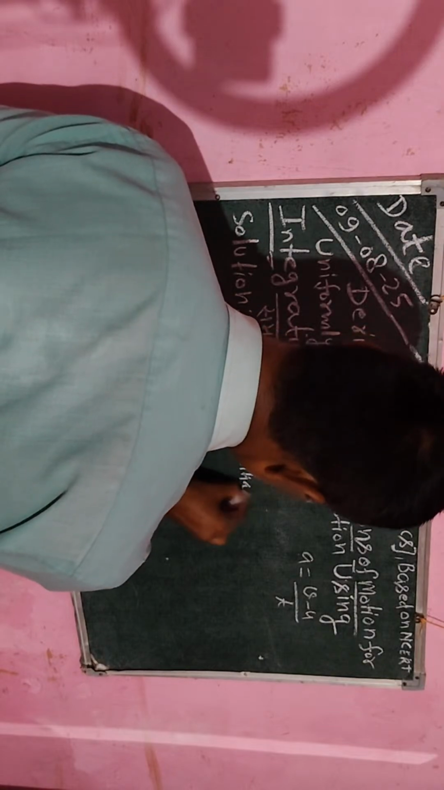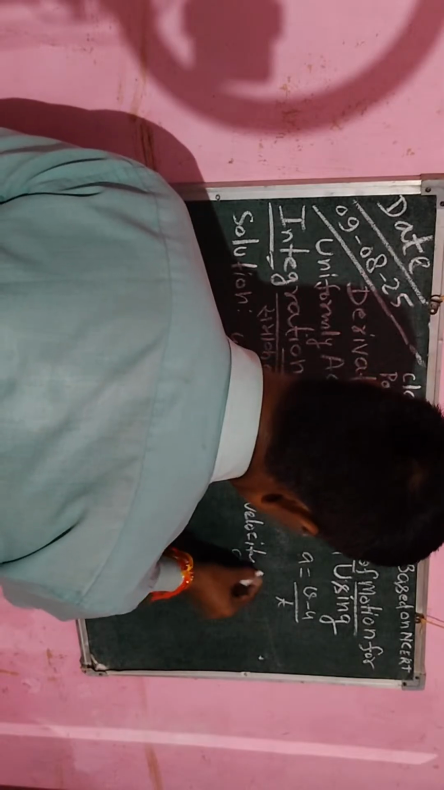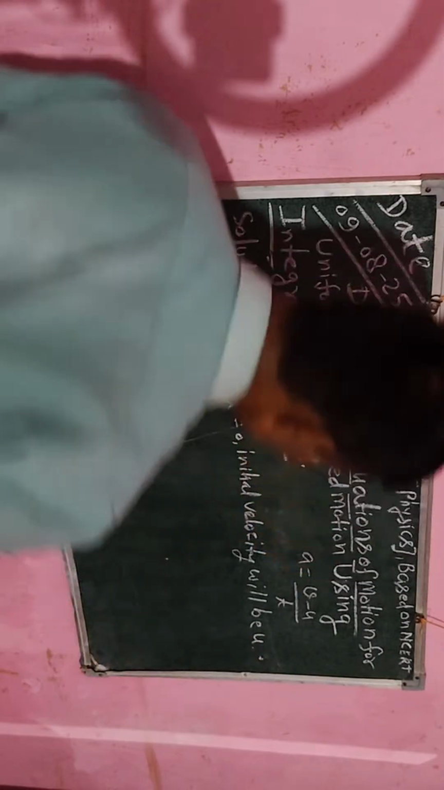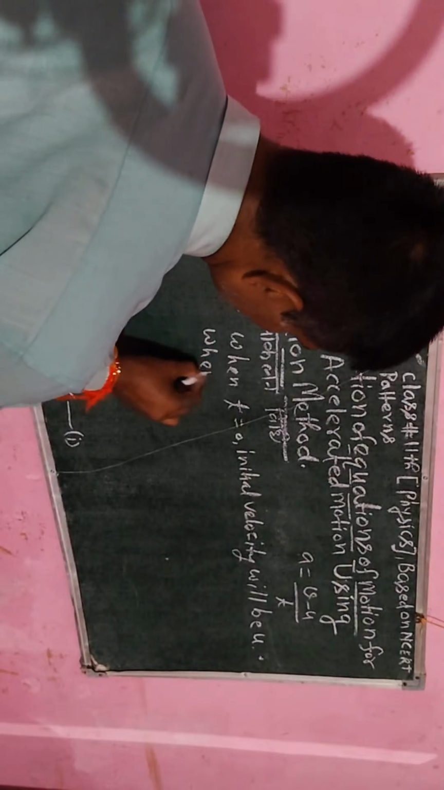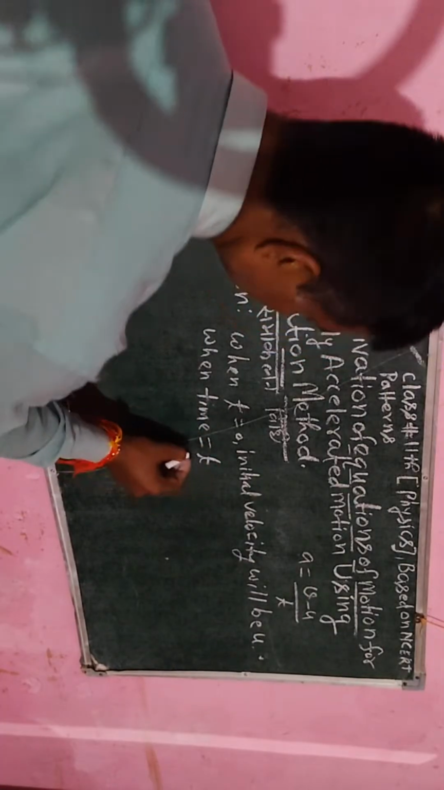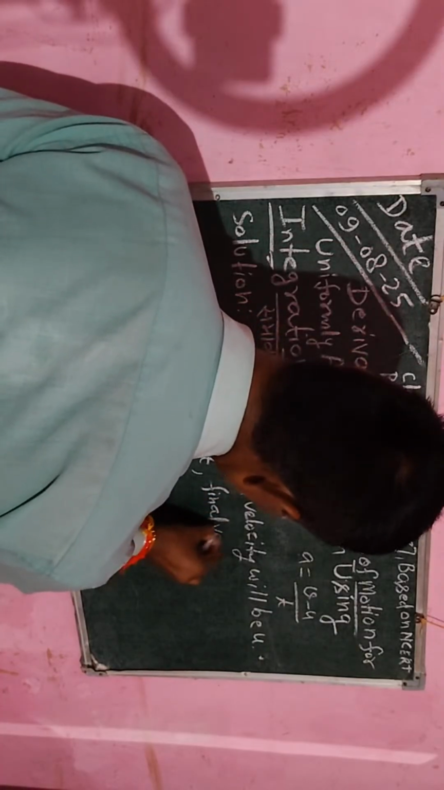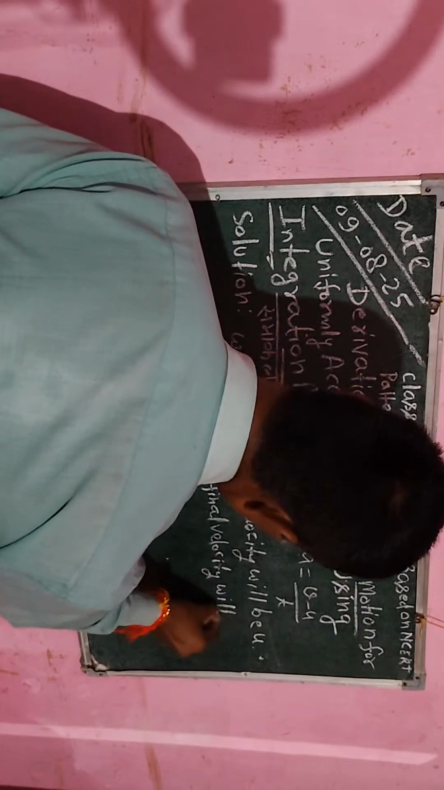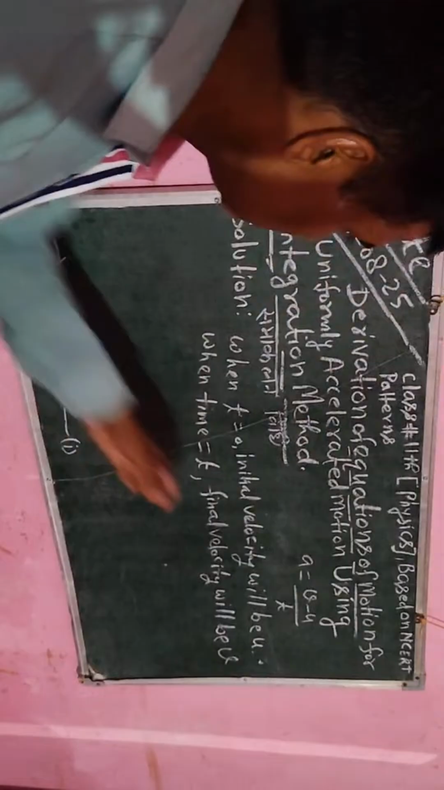Initial velocity will be u, and I will say when time is equal to t, then final velocity will be v.